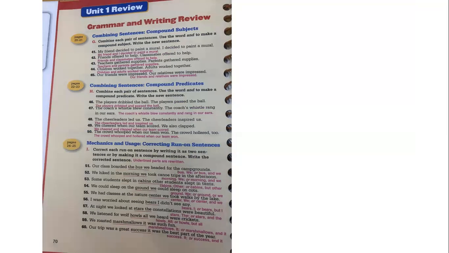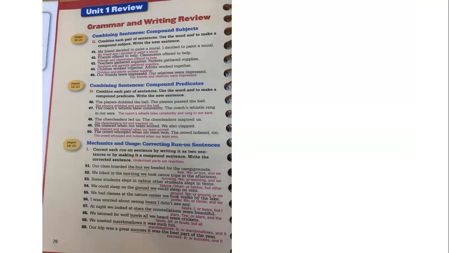All right, next, page 70, combining sentences, compound subjects. When we combine subjects, we use the word "and" to make the compound subject. My friend decided to paint a mural. I decided to paint a mural. We are going to combine the two subjects. My friend and I decided to paint a mural.